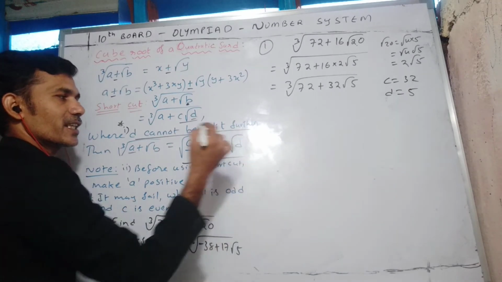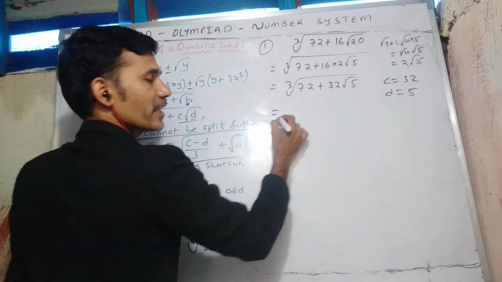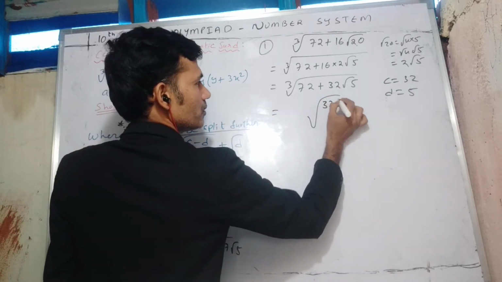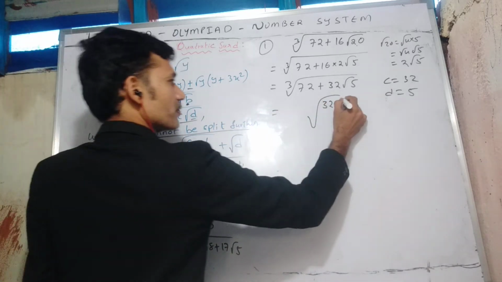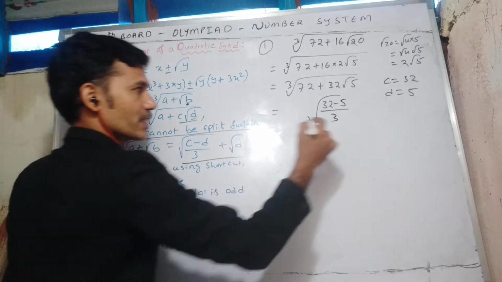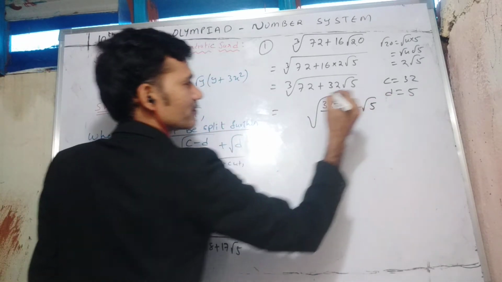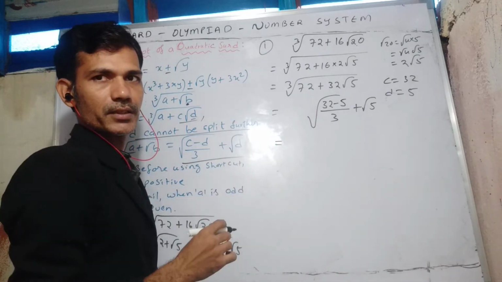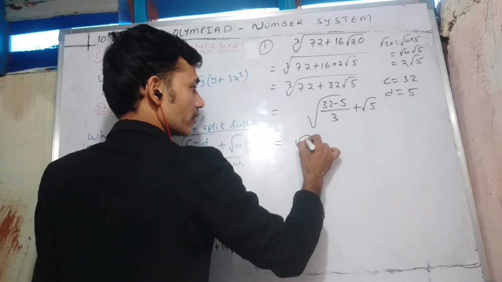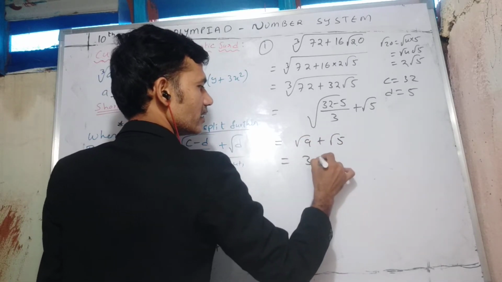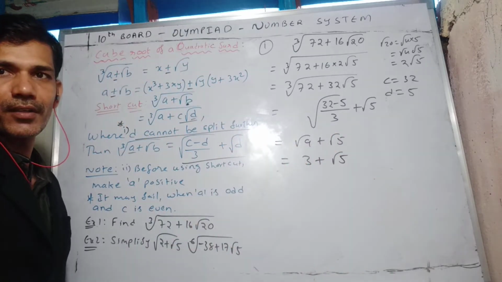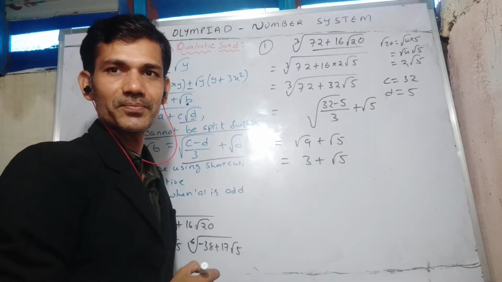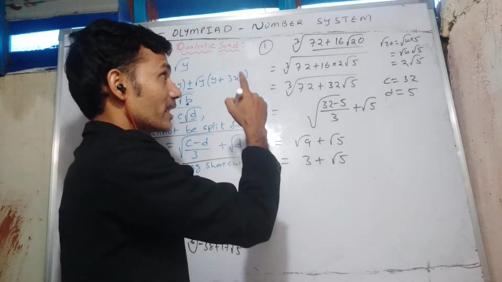Now you can use this shortcut and write the cube root straight away: square root of c minus d upon 3, plus root d. Here c minus d is 32 minus 5, that is 27. 27 divided by 3 you will get 9. So the square root of 9 plus root 5, that is nothing but 3 plus root 5. If you are having doubt, you can cube this and you will get this only.